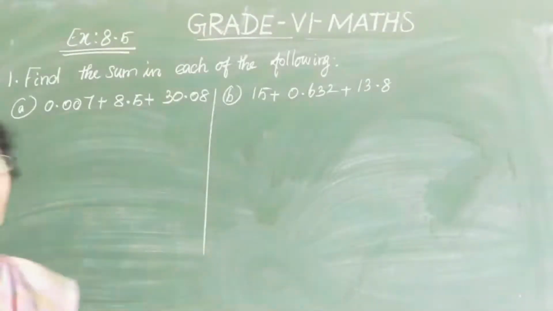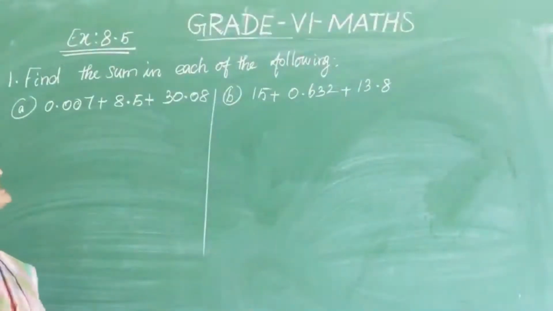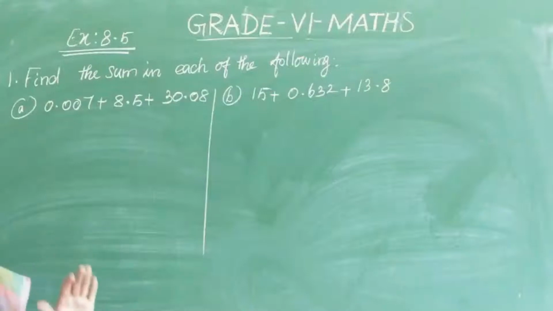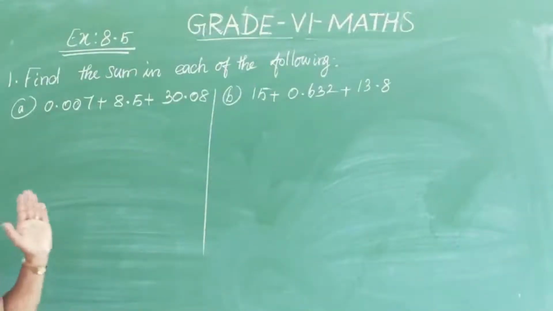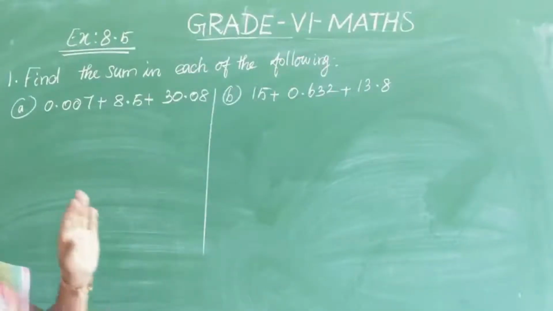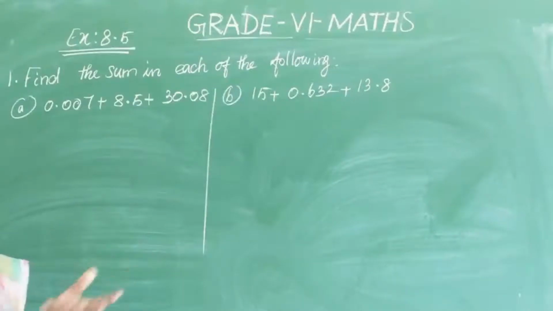Next exercise, addition of decimals. Exercise 8.5. First question, find the sum in each of the following. Addition, you know how to add. But in decimals, it's very easy. Only one thing you have to observe is to arrange the numbers column-wise with the correct place values. That's all. If you arrange very correctly with the place values, then you can add as usual.